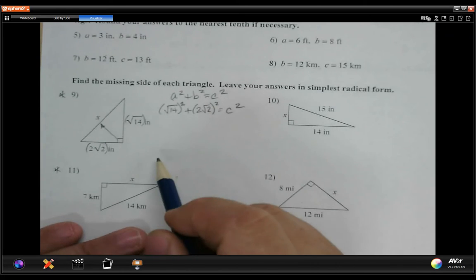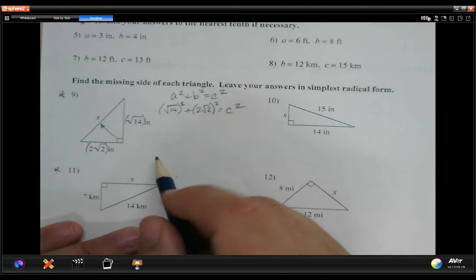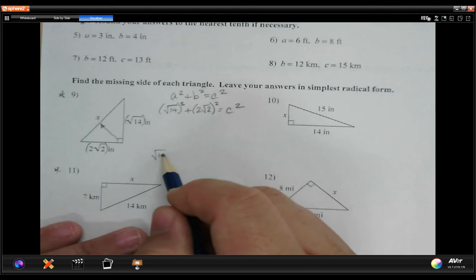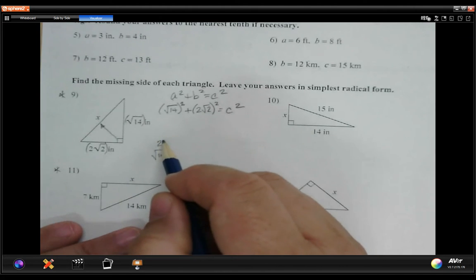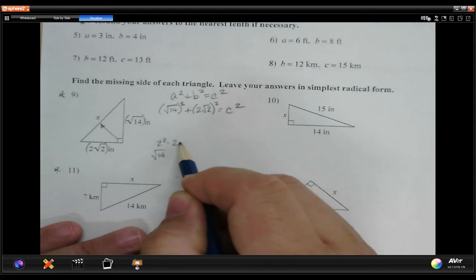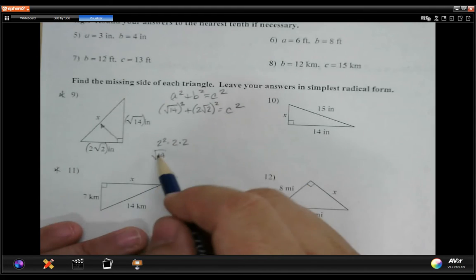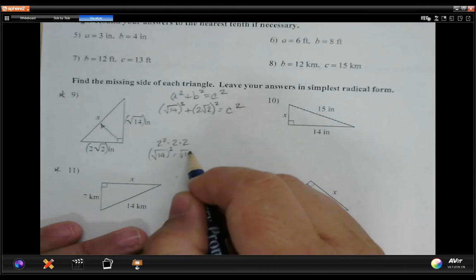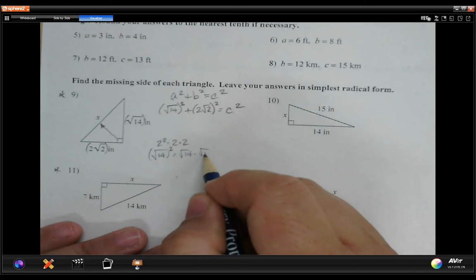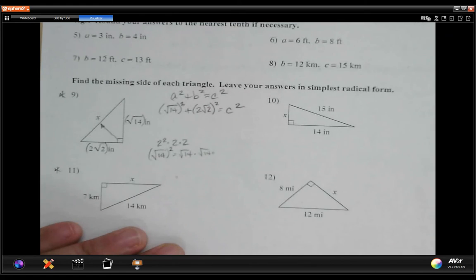Matter of fact, I'm going to go ahead and just do this down here just so you can kind of see what happens. I'm going to have the square root of 14 squared, which means the same thing as if I were to take 2 squared. That means I'm going to say 2 times 2, right? So if I have the square root of 14 squared, really, in essence, what I have is the square root of 14 times the square root of 14, okay?